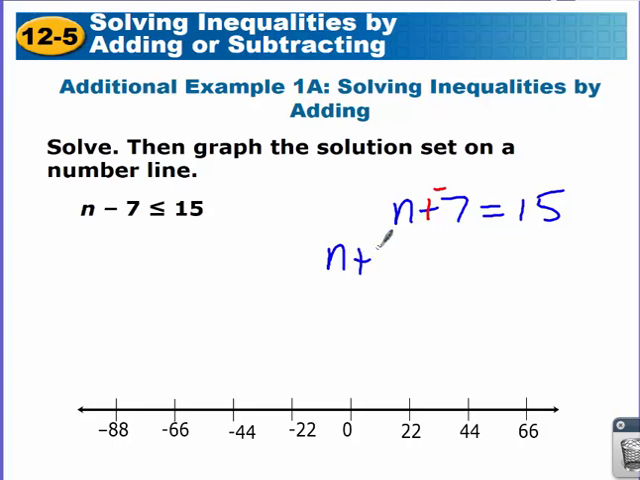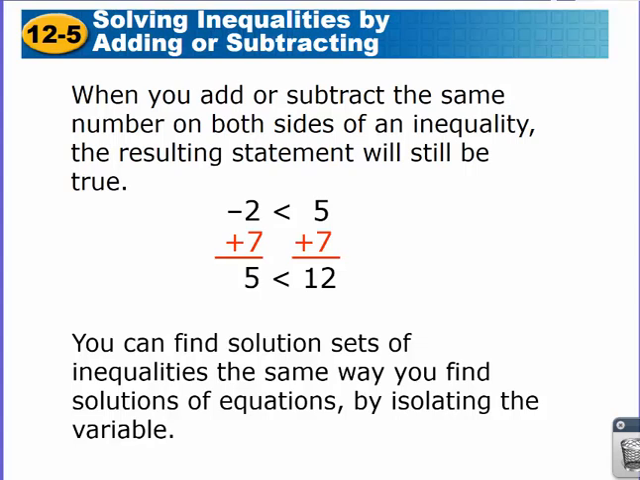So we would do n plus negative 7 plus 7 is equal to 15 plus 7. So n is equal to 22. That's what we would do if this were an equation. But with an inequality, as you saw on the previous page, we solve them exactly the same way.